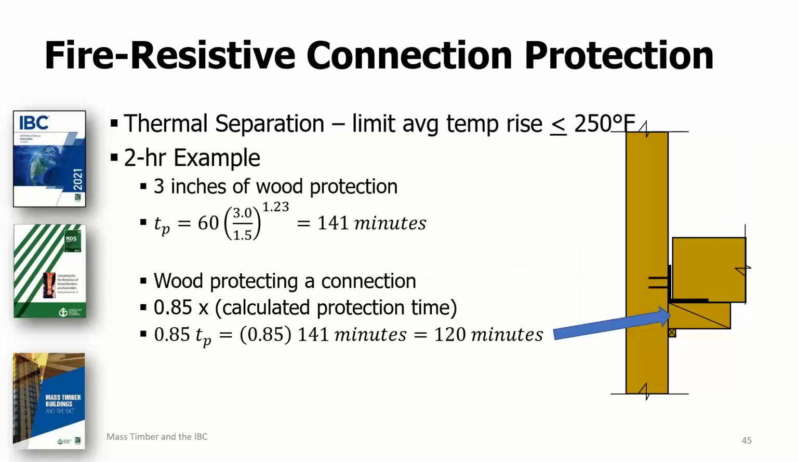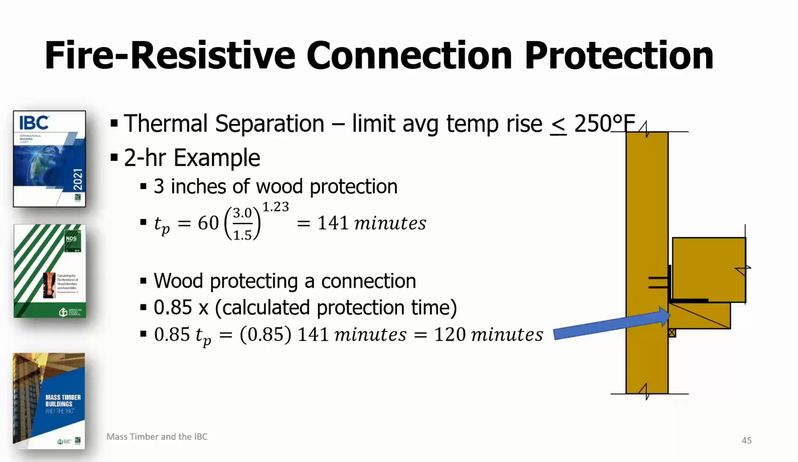TR10 specifies that the thermal separation time provided by wood protection can be determined by multiplying the calculated protection time, that's T sub P, by a factor of 0.85. For example, assuming the NDS specified nominal char rate of 1.5 inches per hour, if a single layer of wood having a thickness of 3 inches is used to provide fire protection to a wood member, the protection time, or TP, provided by this layer would be calculated as shown in this equation. In this example, it amounts to 141 minutes.